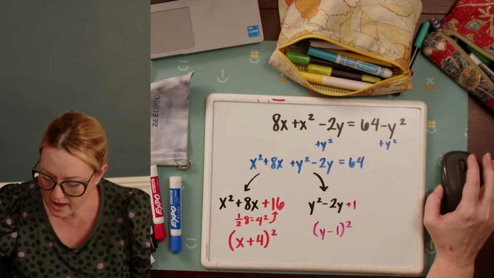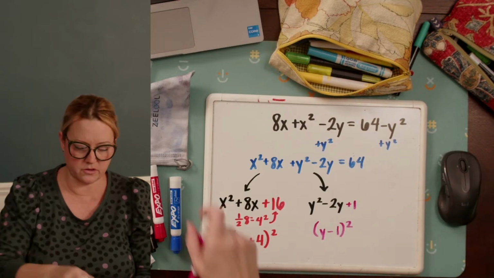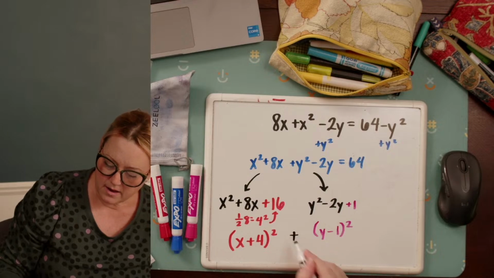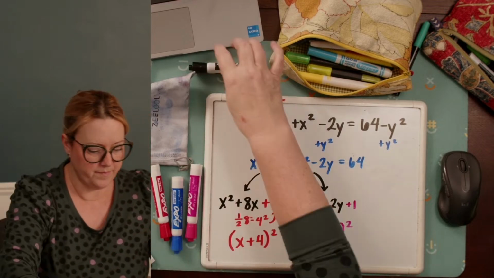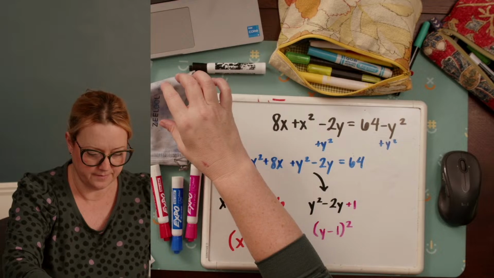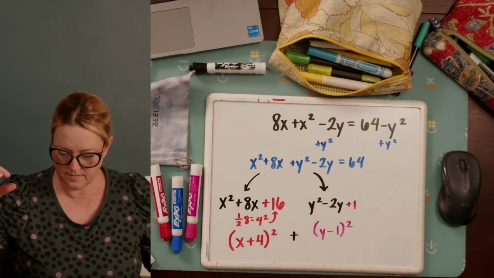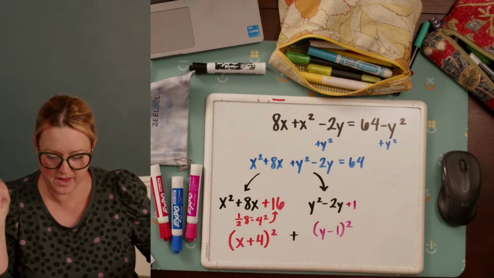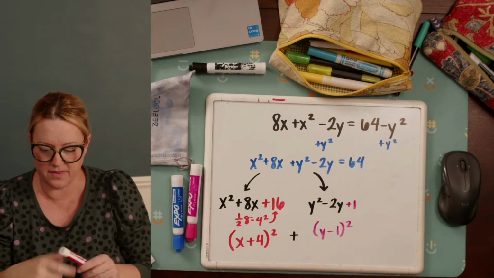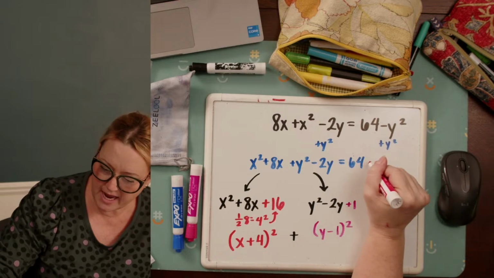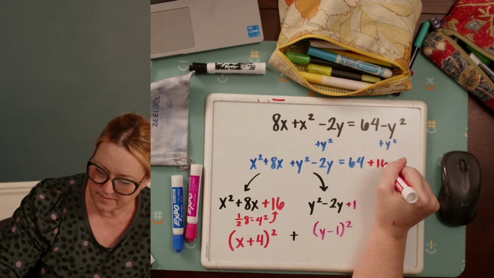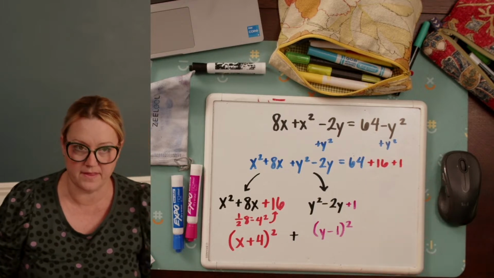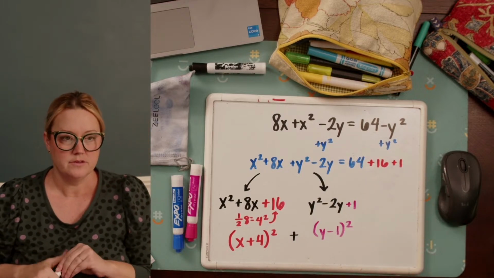Okay. Let's see. So we've got these two that we would add together, right? Now, I'm running out of room. So when I add 16 on this side, I have to add 16 on this side. When I add 1 on this side, I have to also add 1 on this side. Okay?